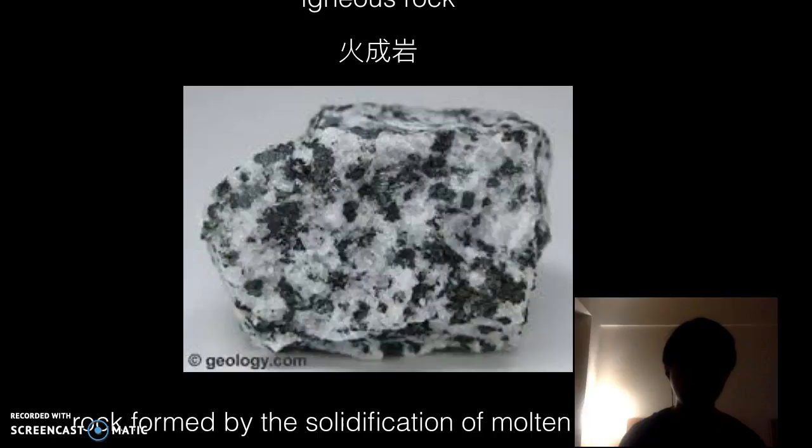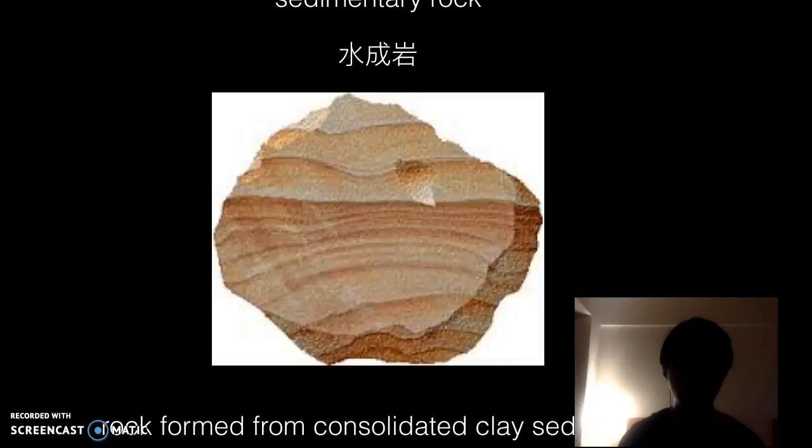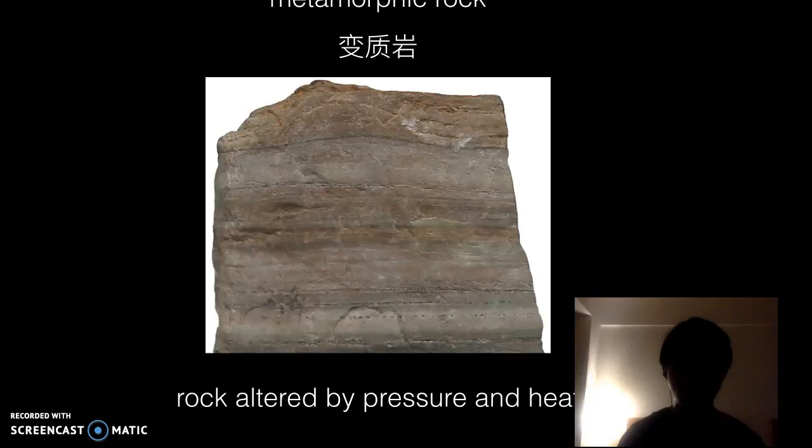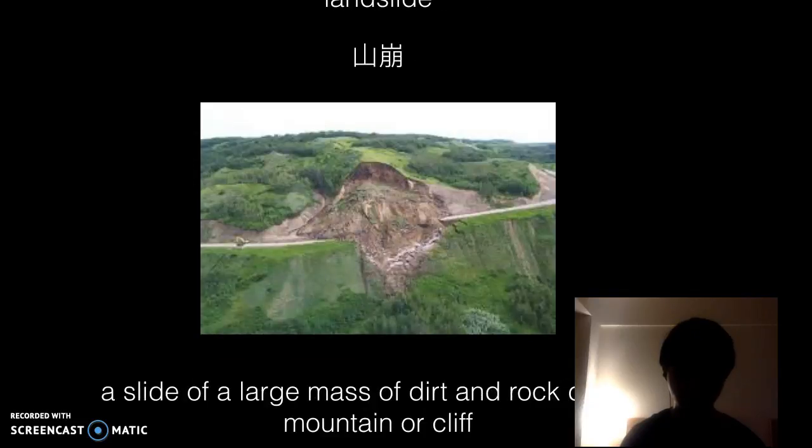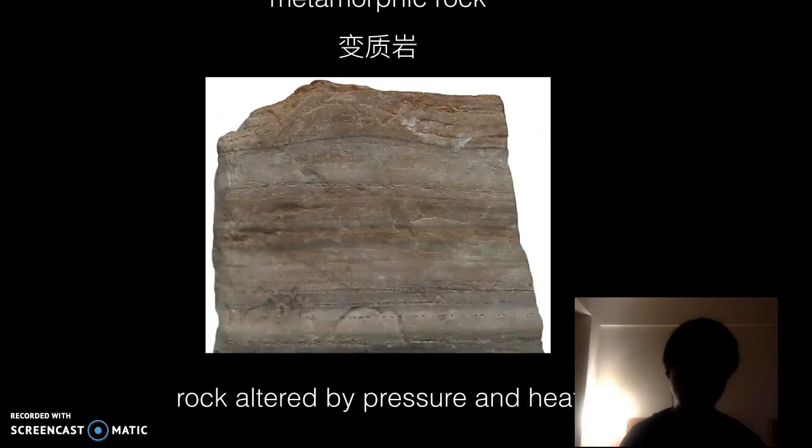And igneous rock, which is the rock formed by the molten magma. And sedimentary rocks are the rocks that form by clays and water, mostly in the deep oceans and lakes. And metamorphic rocks are the rocks that are altered by pressure and heat. Formed by pressure and heat.